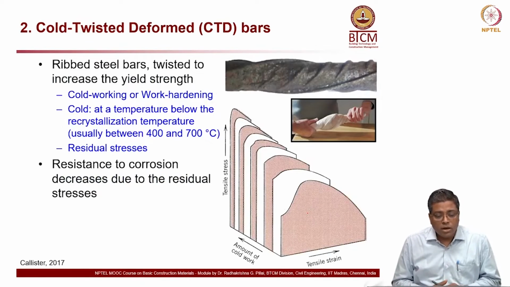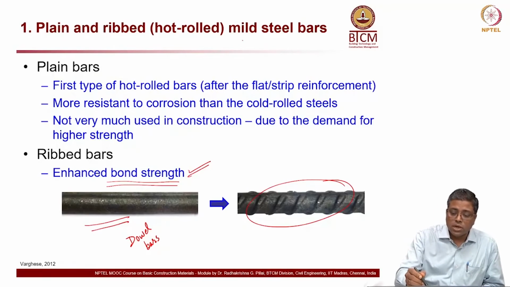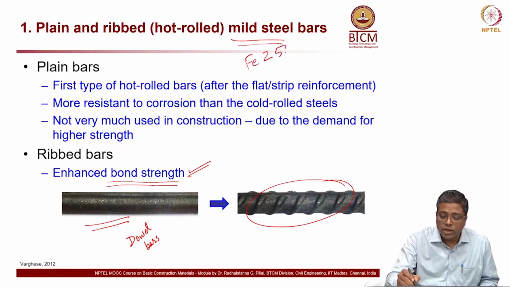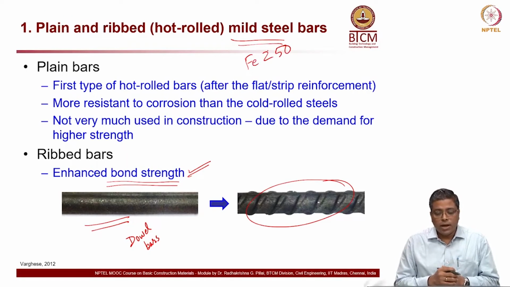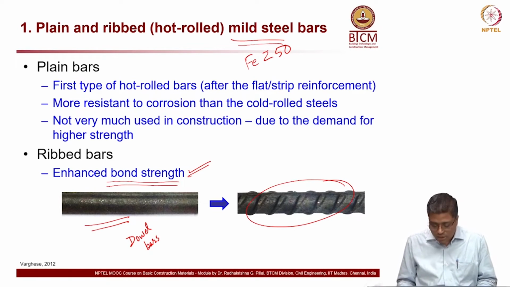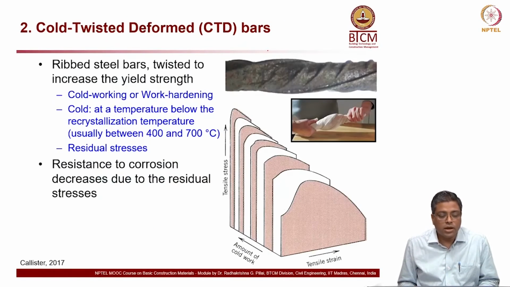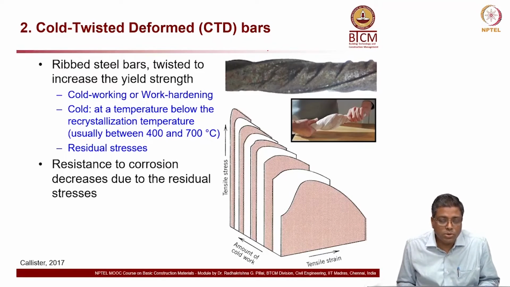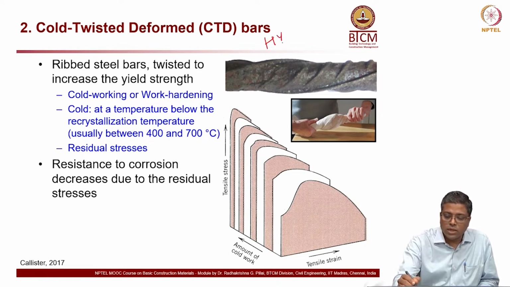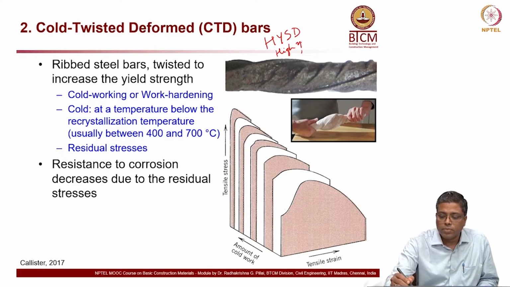Now, the other type of bar, before we go on. These are also mild steel. Typically, these bars are of Fe 250 grade. There was a demand for increasing the strength, so people tend to go for strain hardening. This is the next generation type of rebar which came, cold twisted deformed bars, or high yield strength rebar.